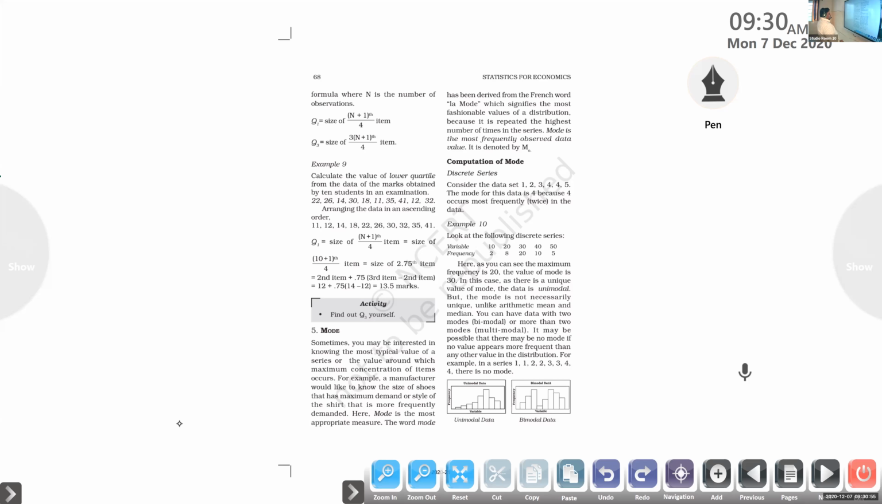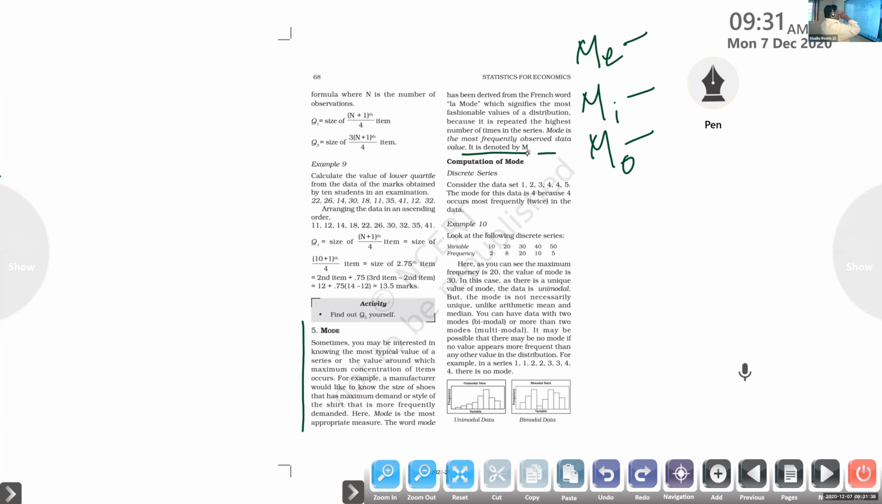Next one we are moving to. I will give some homework today. Moving towards the mode. Sometimes you may be interested in knowing the most typical value of the series, or the value around which maximum concentration of items occurs. So we know that mode is denoted with MO. Mean is ME, median is MI. So ME means mean, MI median, MO mode. Clear?